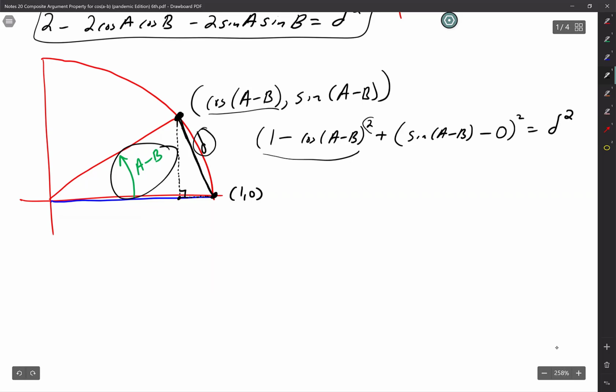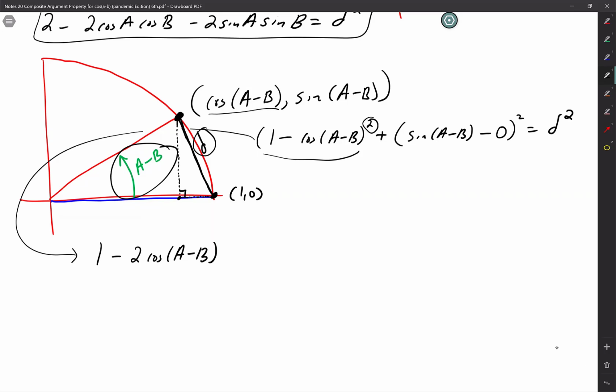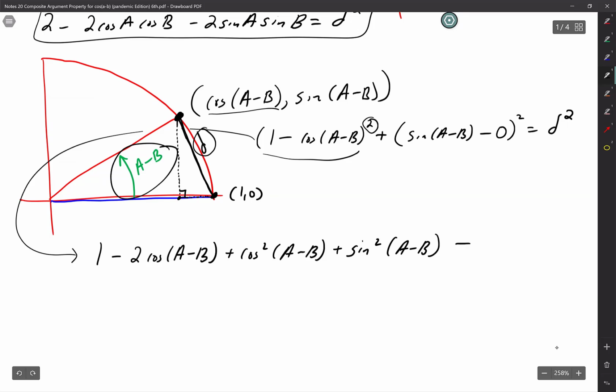That's all I'm gonna do. I'm just gonna square that. So it says squared, 1 times 1. I'm gonna come over here. 1 times 1 is 1. And then 1 times cosine A minus B is cosine A minus B, but I'm gonna have 2 of them. So minus 2 cosine of A minus B. And then negative cosine A minus B times negative cosine A minus B, that's a plus cosine squared of A minus B. And then sine A minus B minus 0, that's just sine A minus B. So I'm just going to drop the 0 and just square the sine A minus B. So plus sine squared of A minus B. And all that equals d squared.